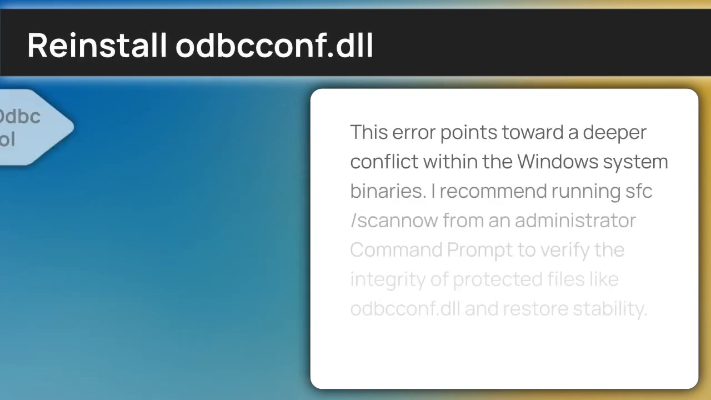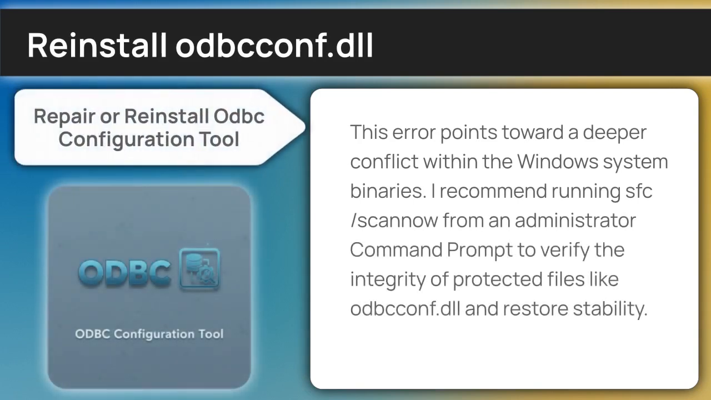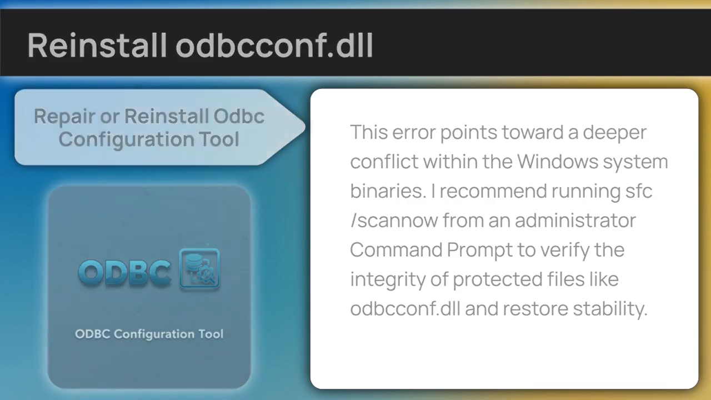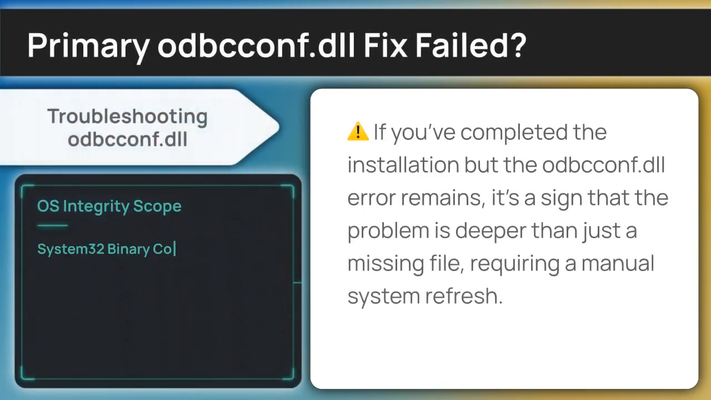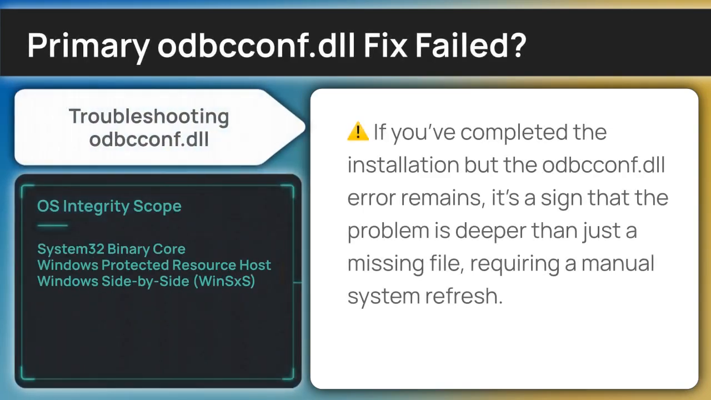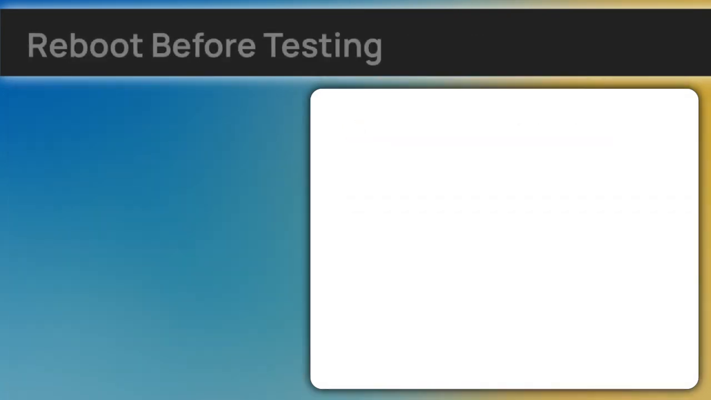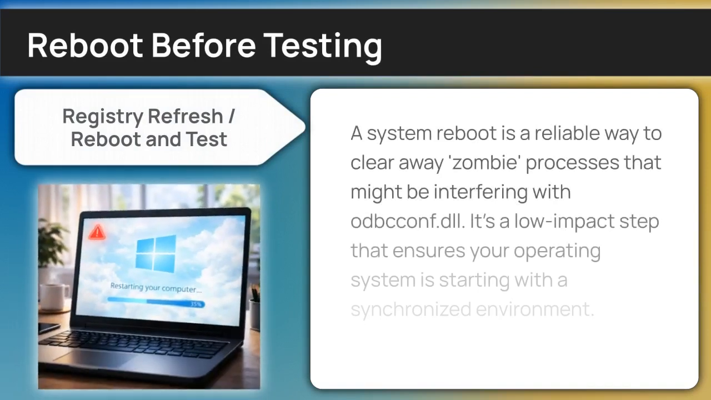This error points toward a deeper conflict within the Windows system binaries. I recommend running SFC Scan now from an administrator command prompt to verify the integrity of protected files like ODBC Conf Library DLL and restore stability. Should the file remain missing after a reinstall, we need to ensure that the operating system is forced to re-index its shared library paths. If your system has been running for an extended period, a reboot might be necessary to resync your background processes and clear any temporary locks on the ODBC Conf library file.